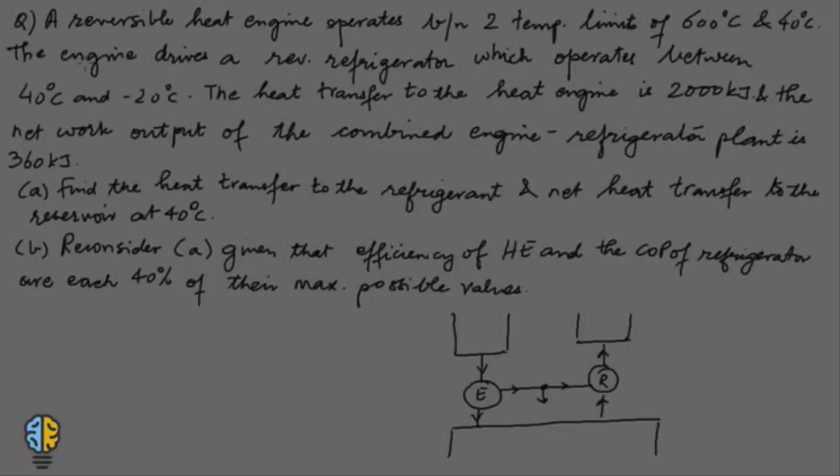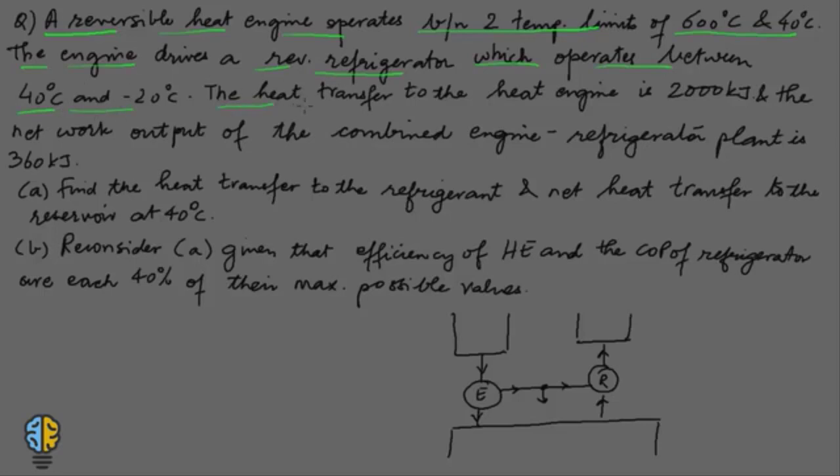Let us look at question number 1 on the second law of thermodynamics. The question says, a reversible heat engine operates between two temperature limits of 600 degrees Celsius and 40 degrees Celsius. The engine drives a reversible refrigerator which operates between 40 and minus 20 degrees Celsius.